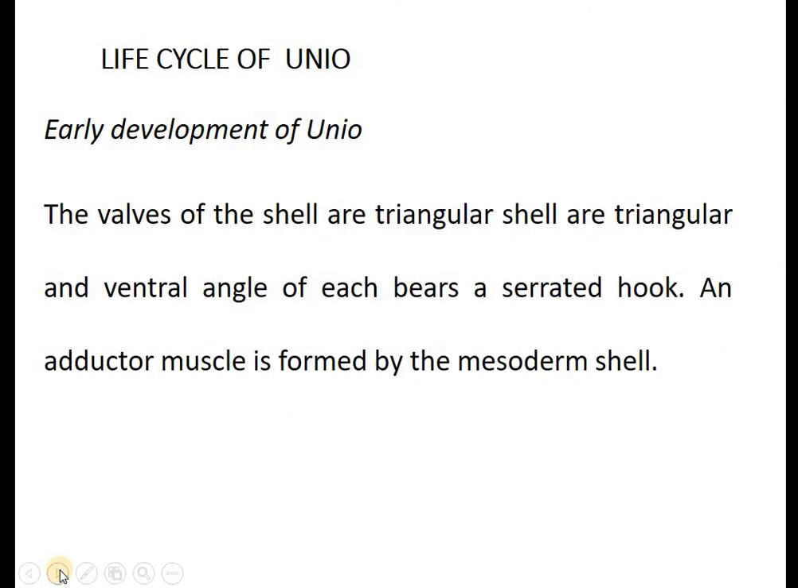Further, the valves of the shell are triangular in nature, and the ventral angle of each triangle bears a serrated hook. An adductor muscle is also formed by the mesoderm. So we find the hook formation, the adductor muscle, and the mesoderm formation. All these features are found in the glochidium larva.